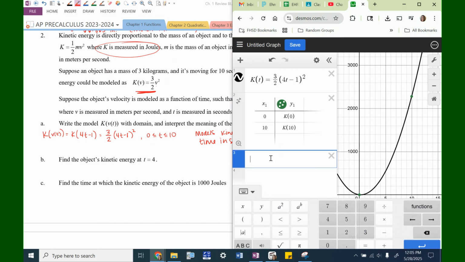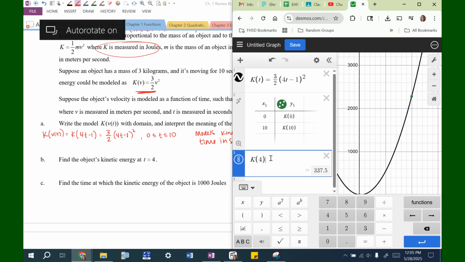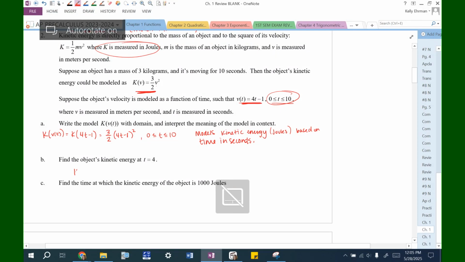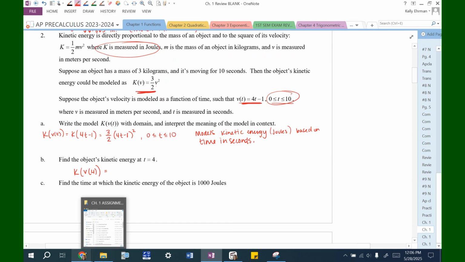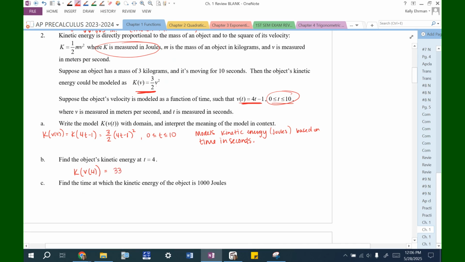Find the kinetic energy at 4. So just say, well, what is K of 4? 337.5. So K of V of 4 is what you really found. That's equal to 337.5, and K is measured in joules.